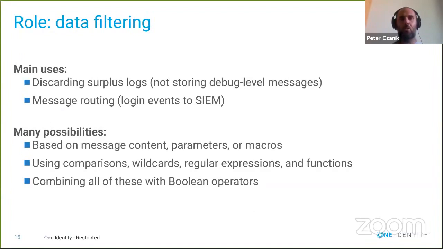It has two main uses. Both of them are very important if you have central log collection and forwarding log messages to different analytics softwares. The first one is discarding surplus log messages, like not storing debug level messages. The other one is message routing, making sure that all relevant information reaches the right destination, like, for example, all authentication related events reach your SIEM system.